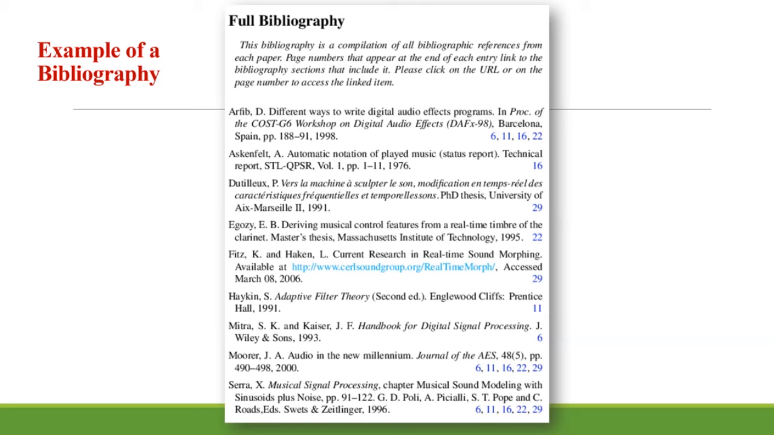I guess this is the bibliography of a book, since it's very vast, and the writer has linked certain sections of his or her book to the references as mentioned in the bibliography. So when you click on the blue numerals, for example the number 6, you will be directly taken to the section which has been referenced from the first reference, that is different ways to write digital audio effect programs. So what you will be reading is similar to the title mentioned over here.